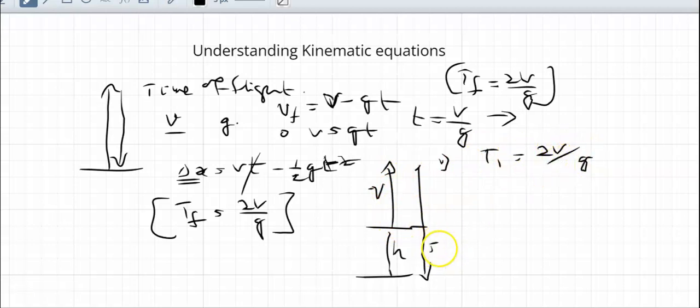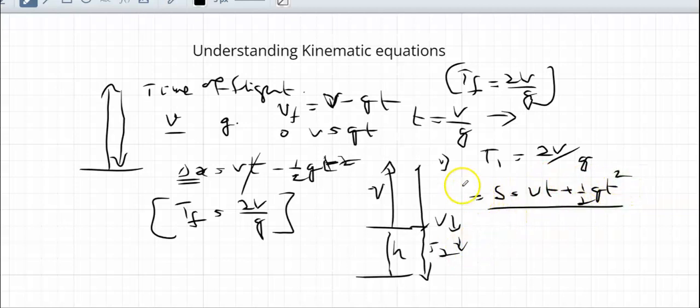Then we calculate this t2 from the equation. Now here, by the time it comes back, it will have the same velocity v, but now the direction is changed, it is going down, and g is down. Then we will have the equation s is equal to vt plus half gt squared, that is this t2 quantity. So s is given as h, so we can solve this equation and get the value of t. That gives the second part.